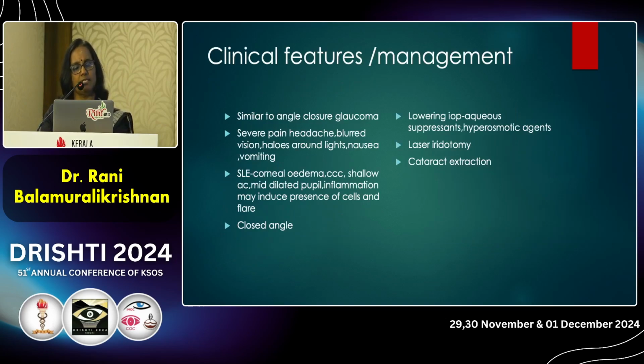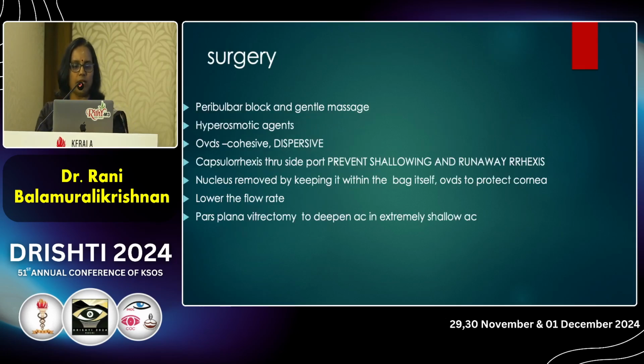The clinical features are similar to angle closure glaucoma, with severe pain, headache, blurred vision, and slit lamp examination will show a shallow anterior chamber, and gonioscopically the angle will be closed. You have to lower the intraocular pressure with aqueous suppressant and hyperosmotic agents. Do laser iridotomy for rapid control of IOP, and it gives you space in the anterior chamber during cataract extraction. Surgery can be done under topical, subtenons, or peribulbar block. You have to give a gentle massage if the angle is too shallow.